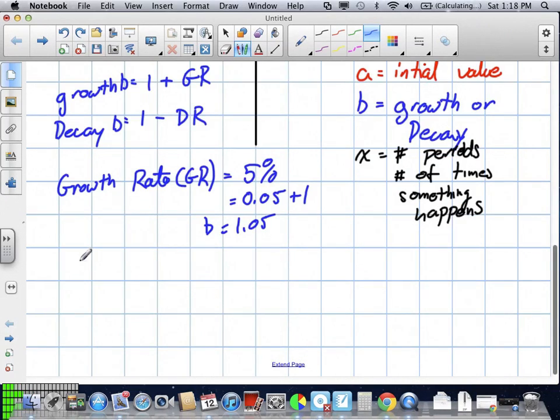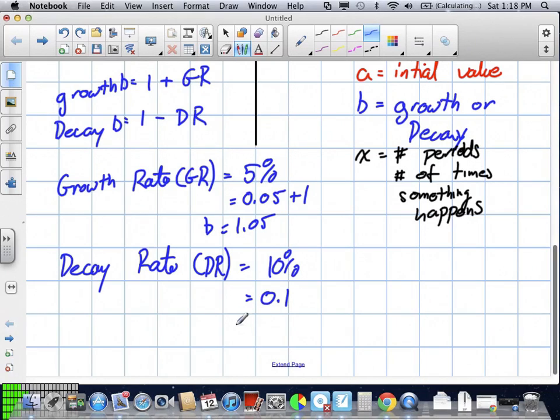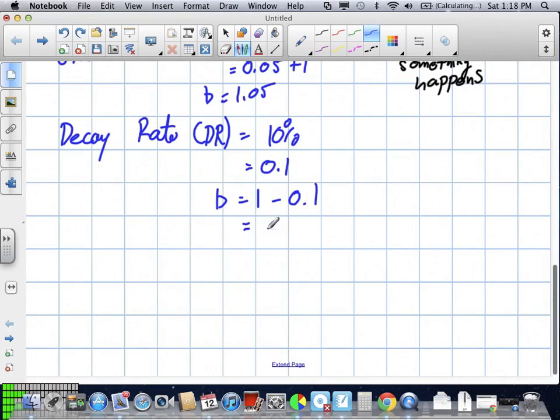Okay? Say we had a decay rate. And the decay rate was to go down by 10%. Well, what's 10% as a decimal? 0.1. And we got to make it our B value. It's actually 1 subtract 0.1. So what's our actual B value in this one? 0.9 is our B value.